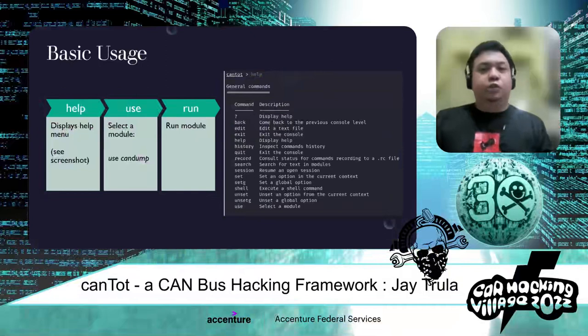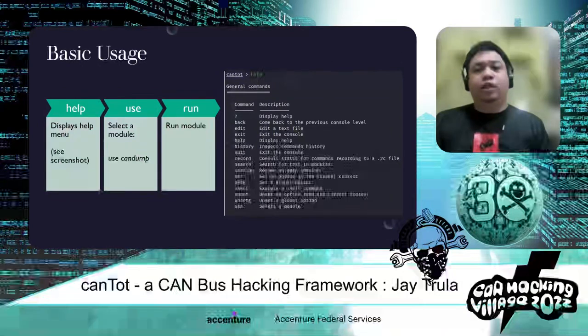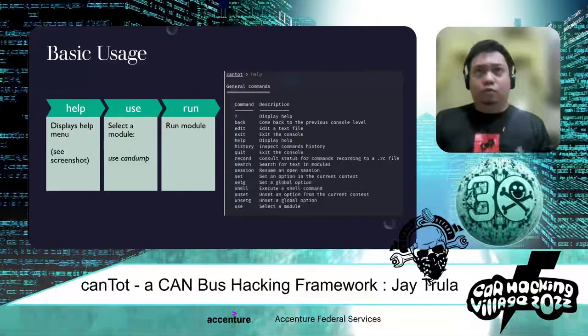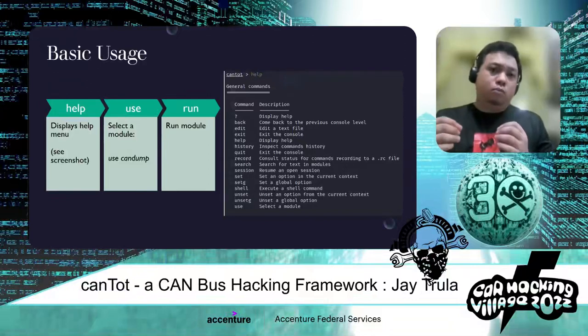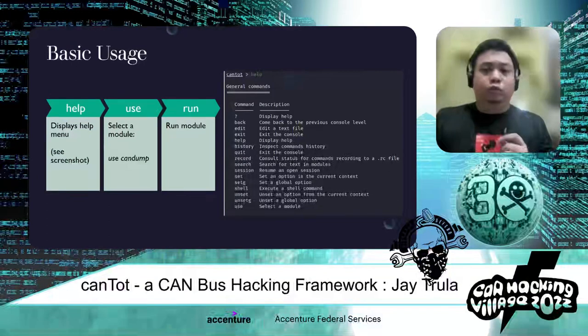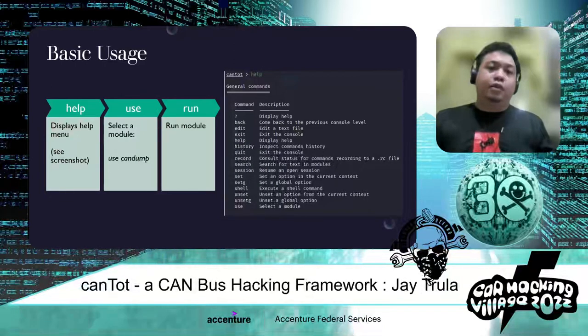So for the basic usage of canTot, there are three commands that are easy to become familiar with. You've got help, which gives you a couple of commands for working with canTot. Then you also have use, just like when you call a Metasploit module. When you want to use a module, you just type use and then the module name. So take, for example, use canDot. And then if you want to run the module, you can just type the command run. But there are also options, which I'll be showing later on.